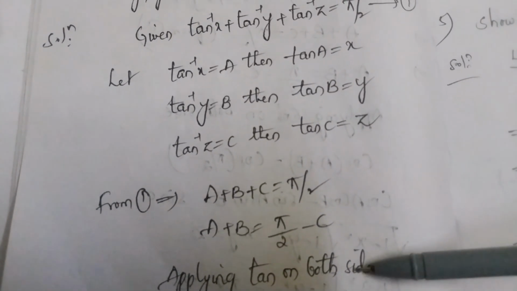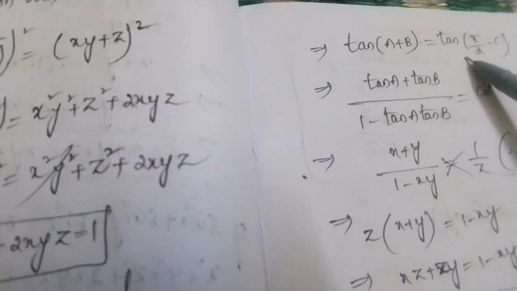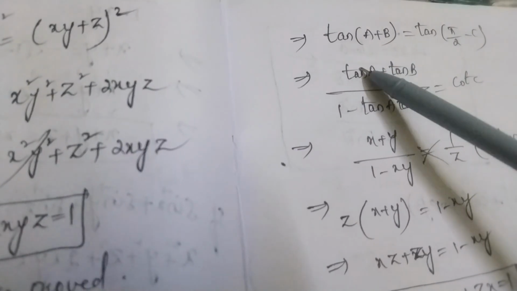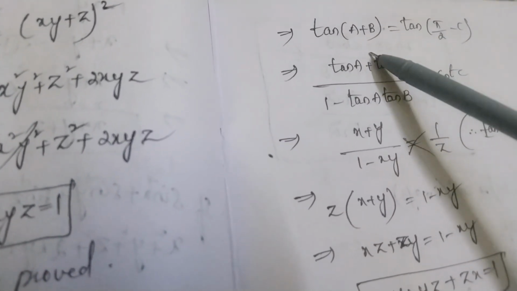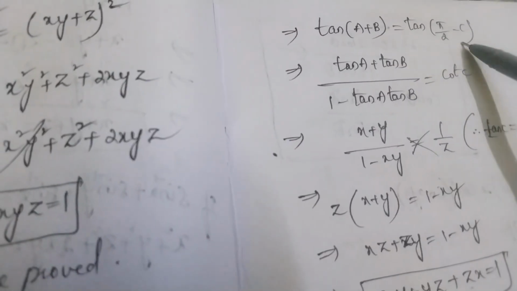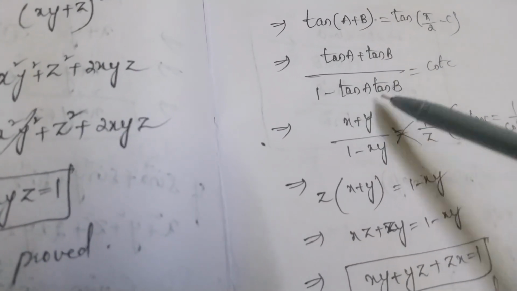Then applying tan on both sides. So therefore we get tan of a plus b is equals to tan of pi by 2 minus c. So apply the formula tan a plus tan b by 1 minus tan a tan b. It is the formula of tan of a plus b. And tan 90 minus theta, how much? Cot theta, that is cot c. Tan a value is x, tan b value is y.